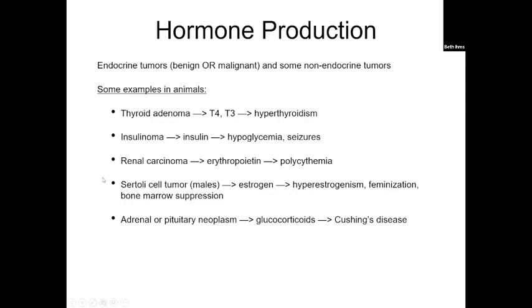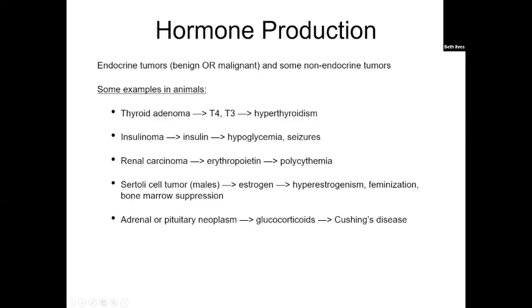Sertoli cell tumor in males. Where is this? Where are Sertoli cells? In the testicles. So Sertoli cell tumor in male, especially a cryptorchid male, these can produce estrogen, leading to signs of feminization and hyperestrogenism. Estrogen is also a bone marrow suppressant, so they can get signs of bone marrow suppression. Multiple cytopenias.